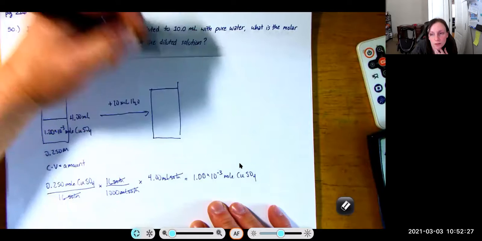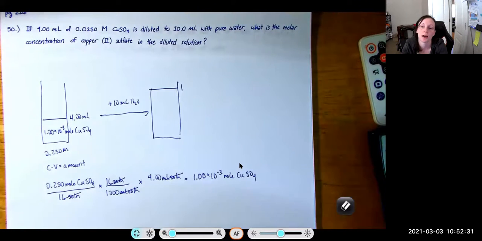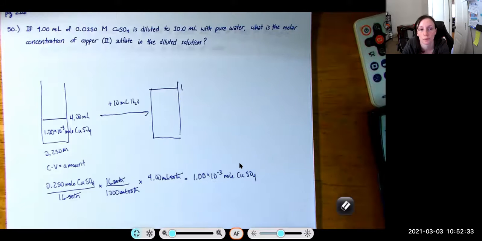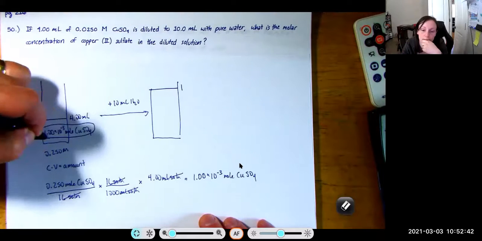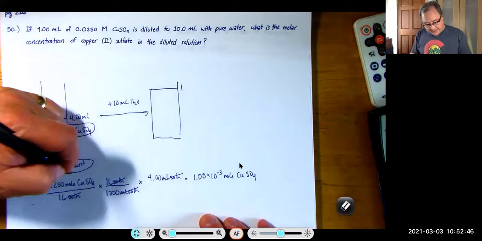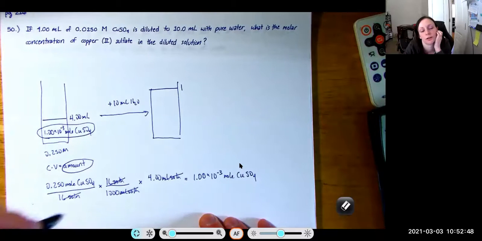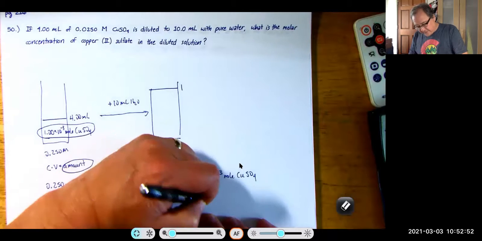Okay, so that first one you did was to figure out the concentration of the 4 milliliters. So then now we're going to figure out the diluted. Not the concentration, the amount. So this was a CV equals amount. We were calculating the amount. Yeah, here's the C, here's the V, and here's the amount.